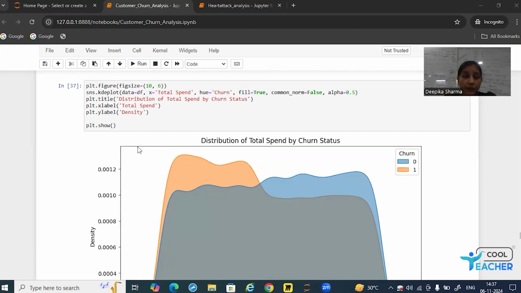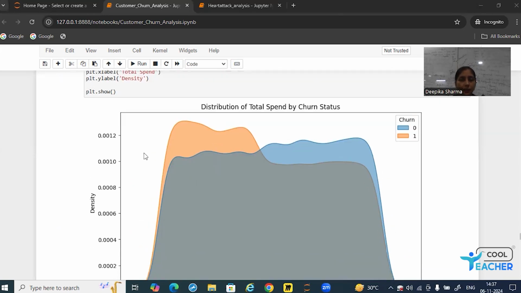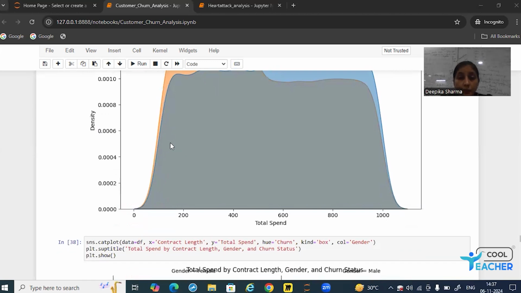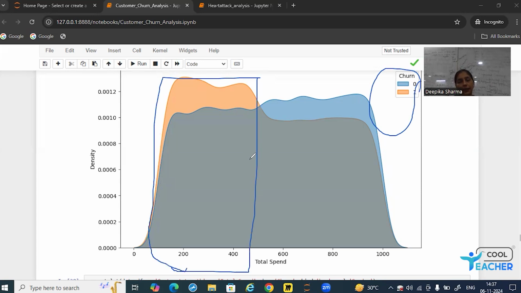So here I'm taking total spend and the density; density will come in automatically. So in the distribution of total spend by churn status, I'm getting that the total spend is basically... see here, churn rate is basically 0 to 1. So one can see here the churn happens in the initial month only, as well as at the initial total spend.